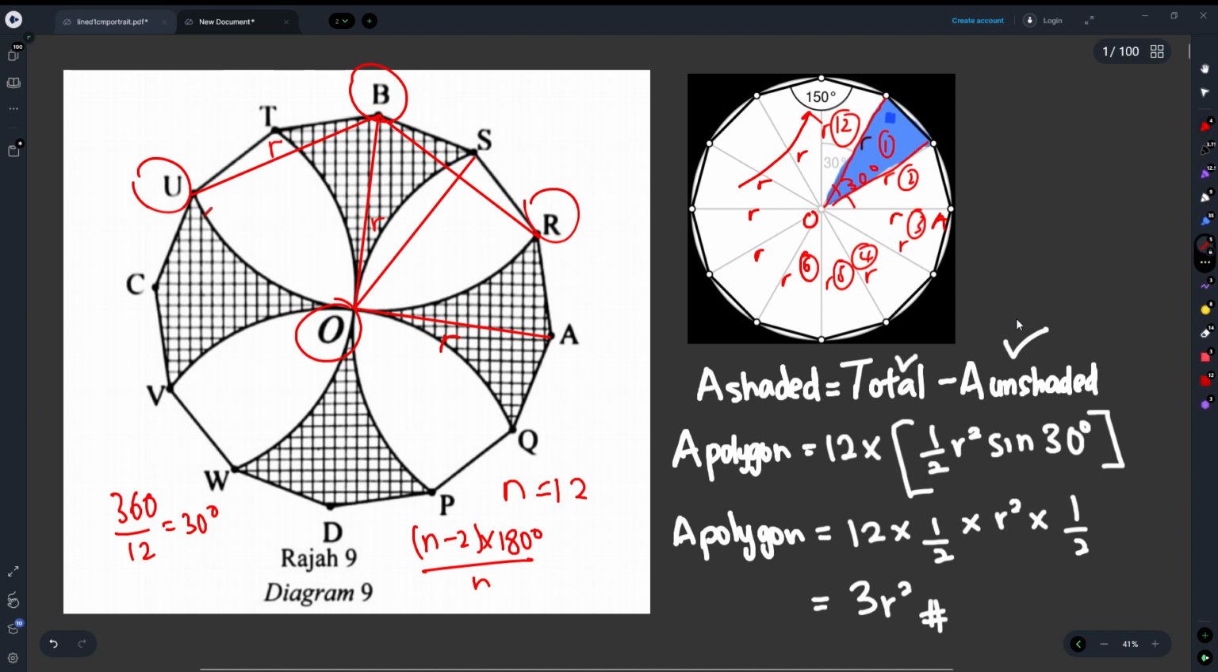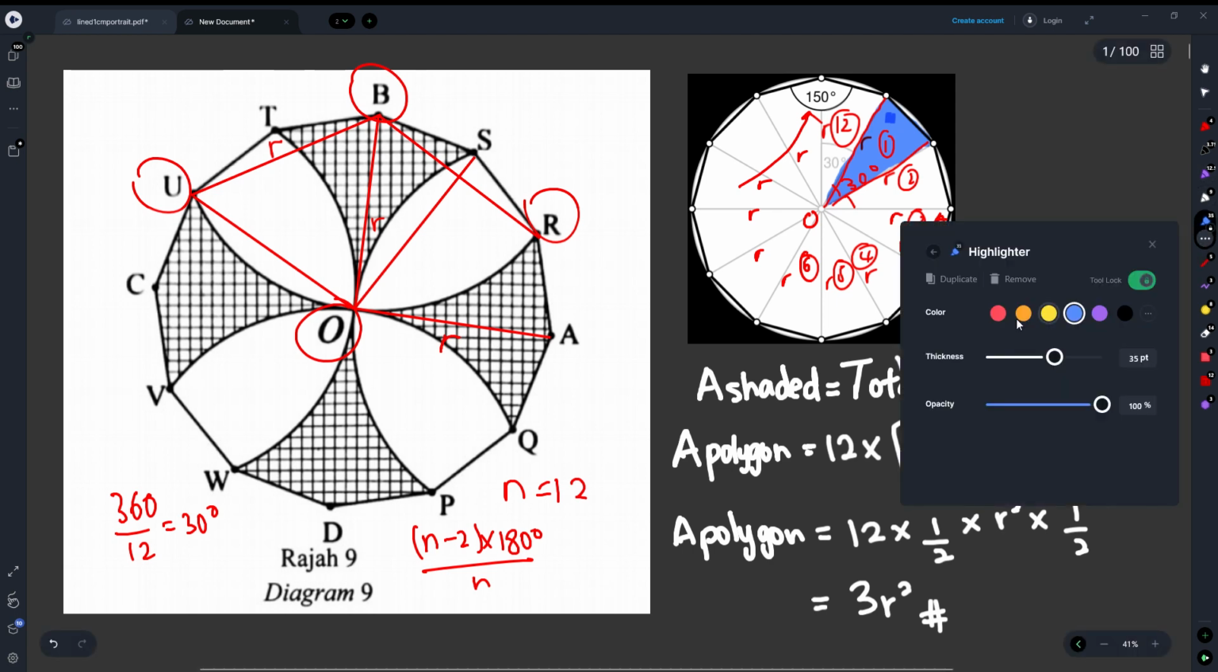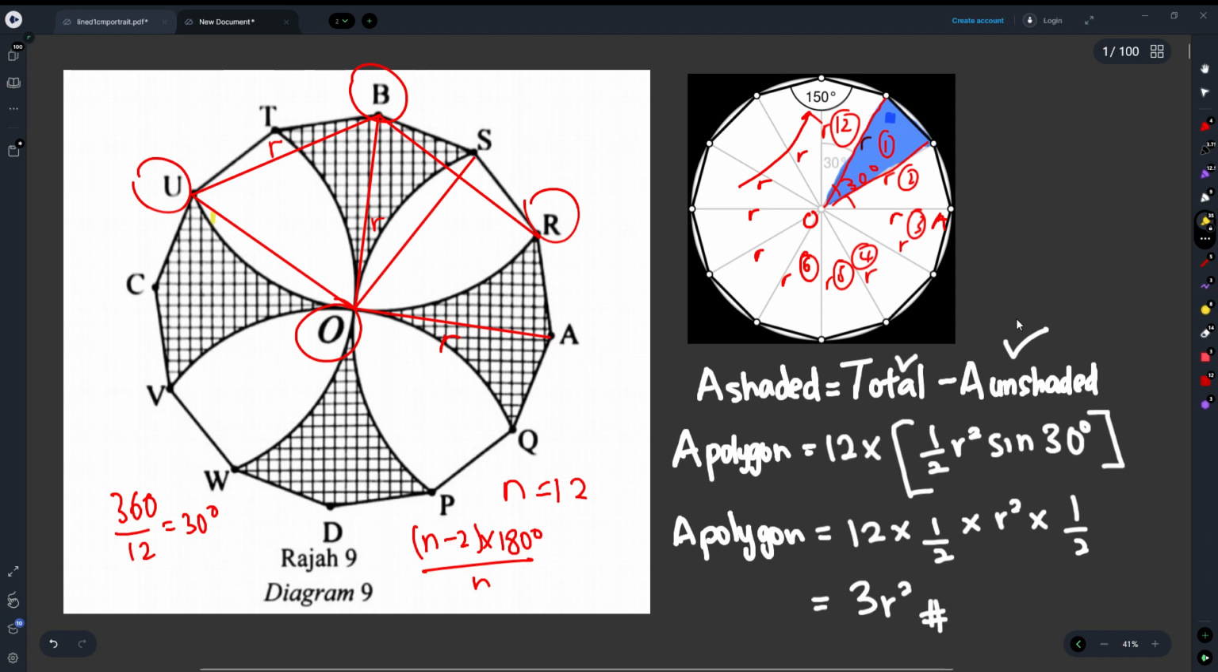And then what I'm going to do is join from here to here, and join from here to here. That's where I'm going to highlight the area of a segment, which is this area. Don't worry, you can find it anywhere, because all of them are equal in size. So this is the yellow color segment that I'm going to find.